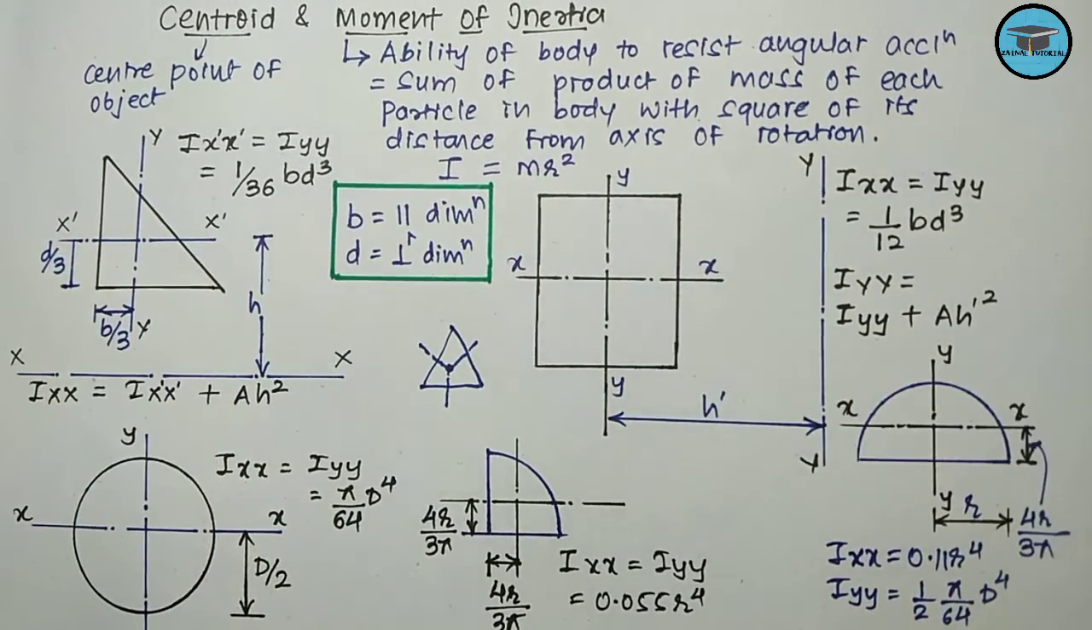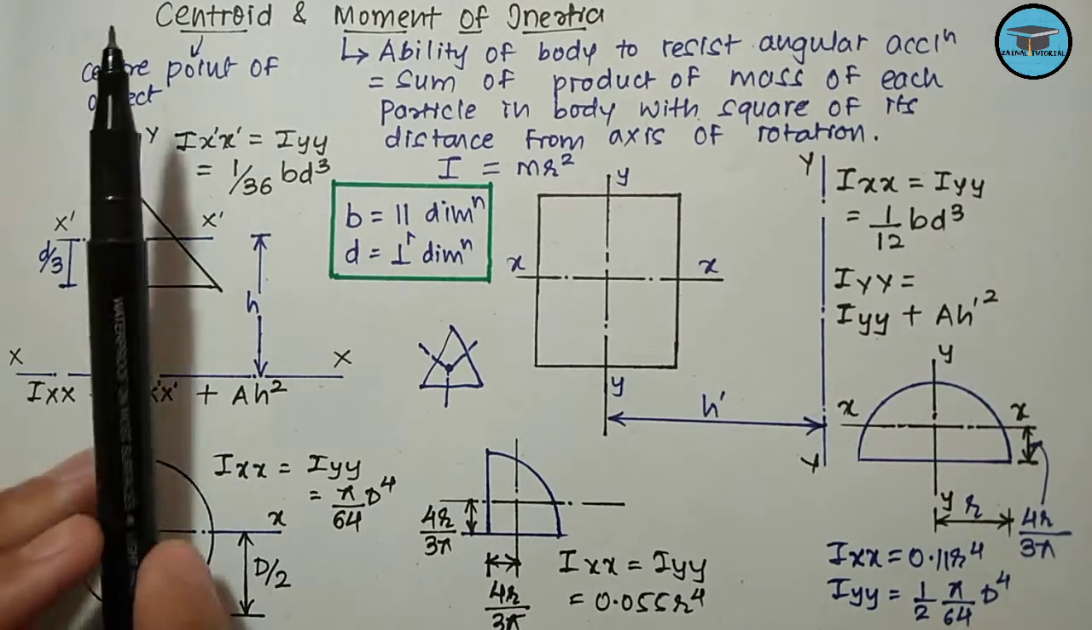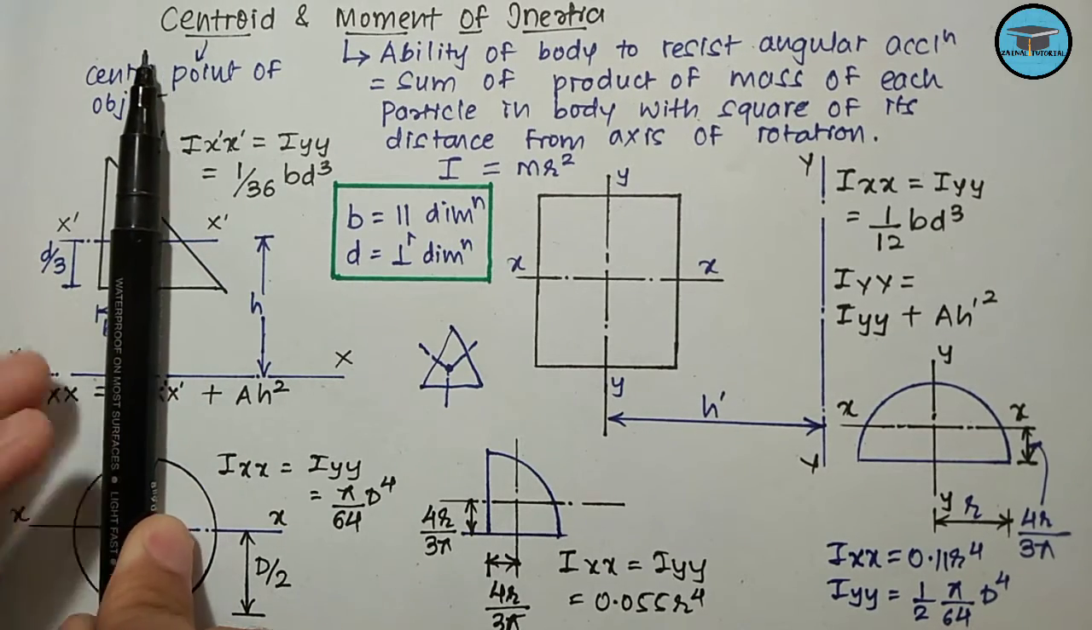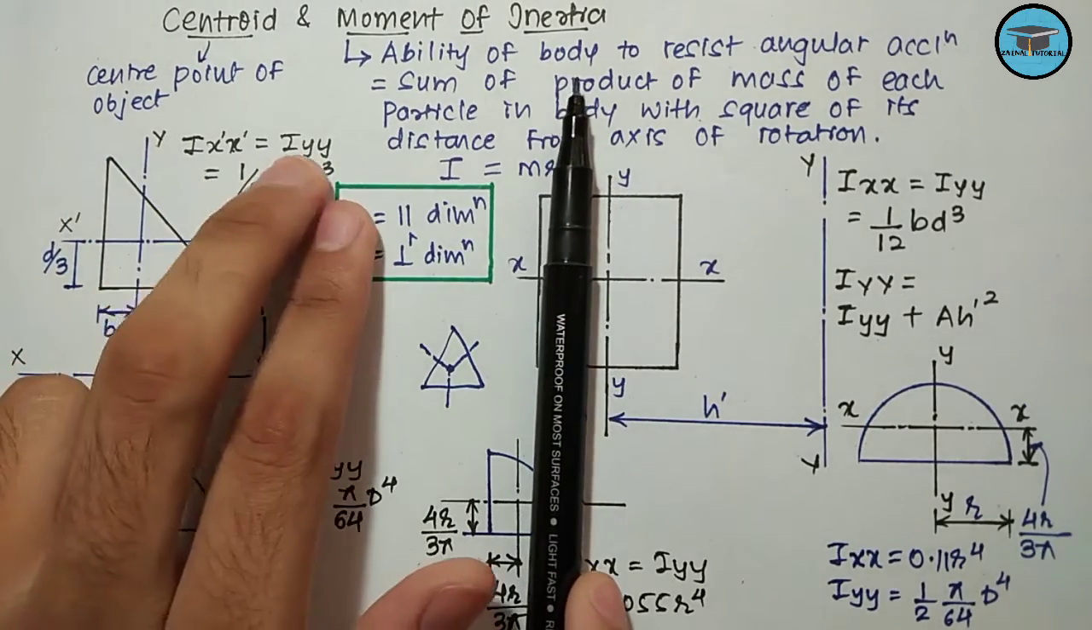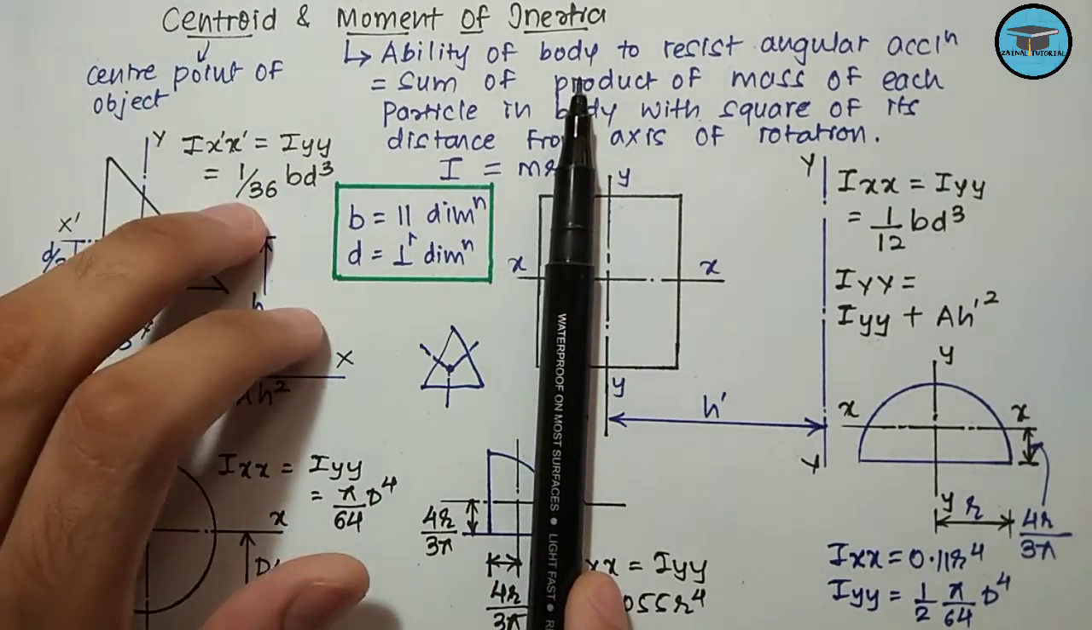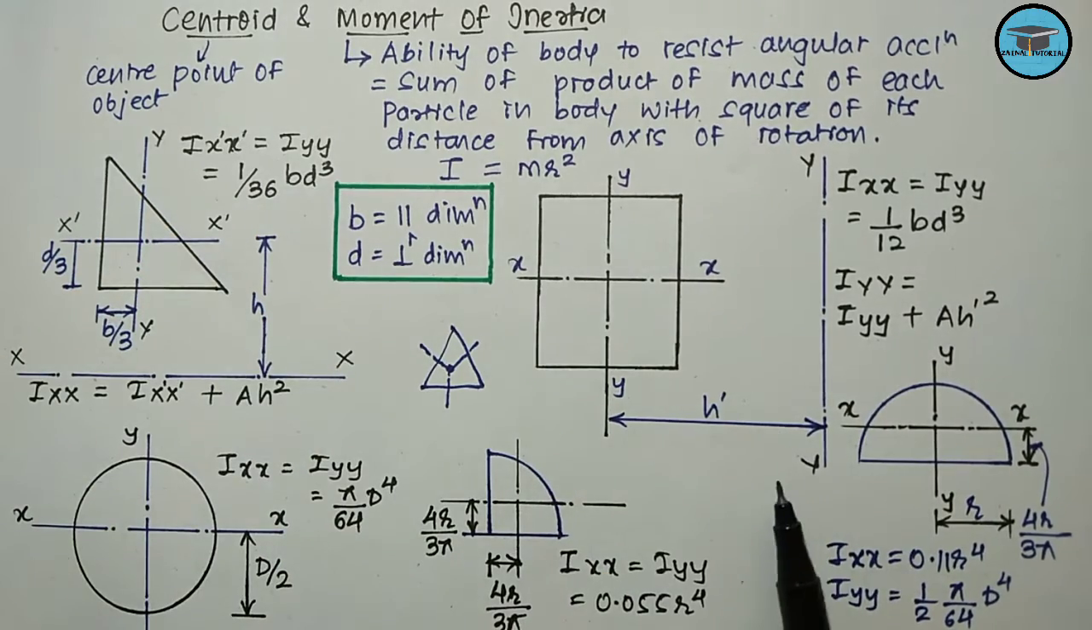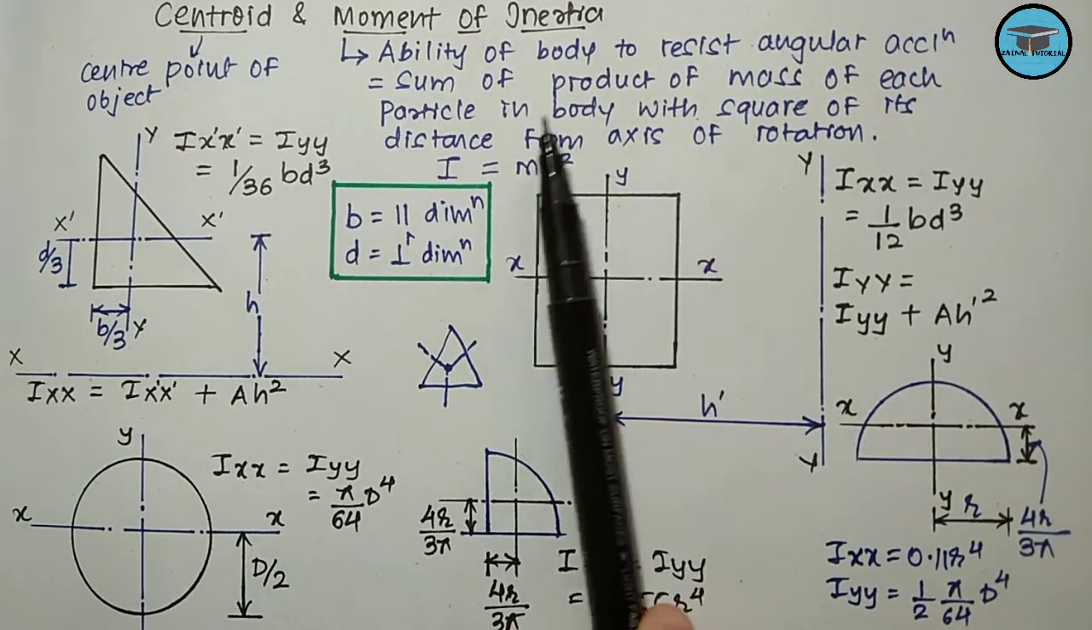Similarly, if we are considering the y axis, then b is this much dimension and d is this much dimension. The moment of inertia about the y axis is also given as 1 by 36 b d cube.